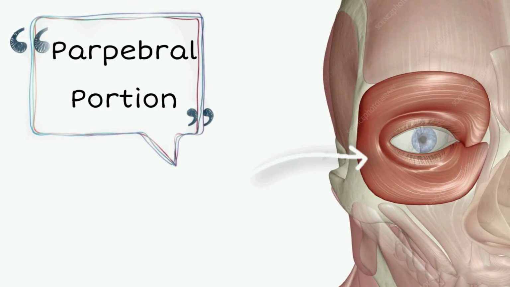The palpebral portion, acting voluntarily, thin and pale. This part stretches between the medial palpebral ligament and the lateral palpebral ligament, dividing the upper part that passes through the upper eyelid, the lower part into the lower eyelid.